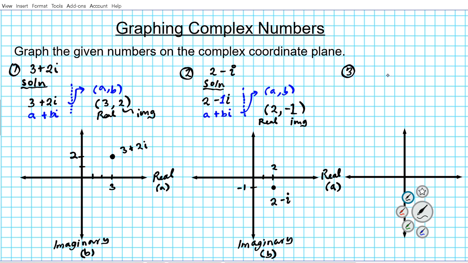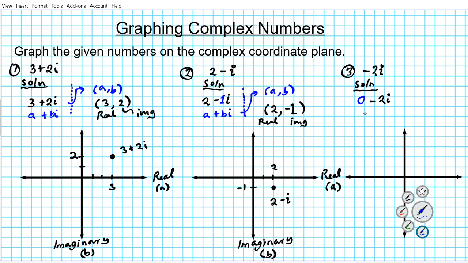How about graphing the complex number -2i? So in this particular case, we have a pure imaginary number. So how do we graph something like this? So we have negative 2i. How do we write this in a plus bi form? This is the imaginary part. The real part is not there because it has the value of 0.